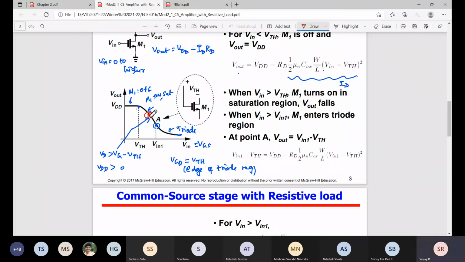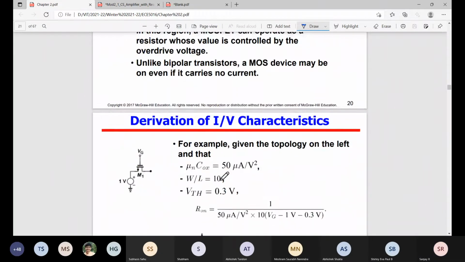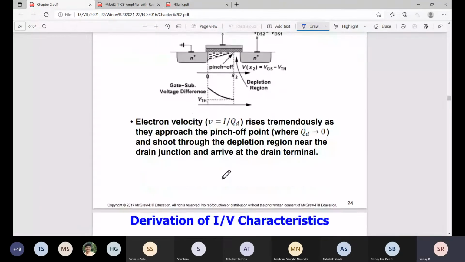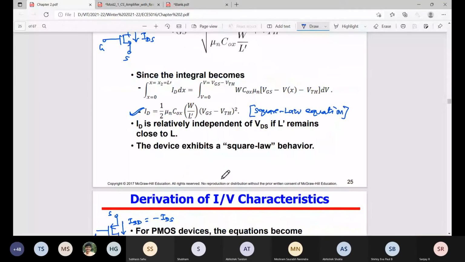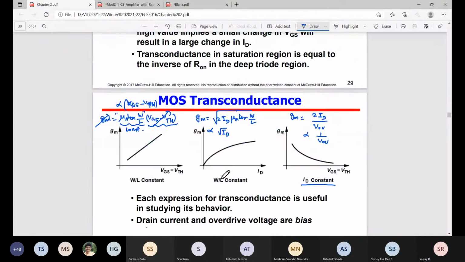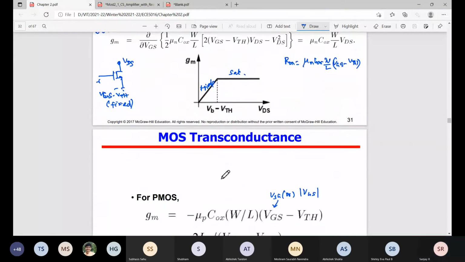Fine. So here only the gain will be there. In the triode region, gain will be low. Why will the triode region gain be low? See this curve. In the triode region, GM is decreasing. In the saturation region, GM is high. It is always constant.